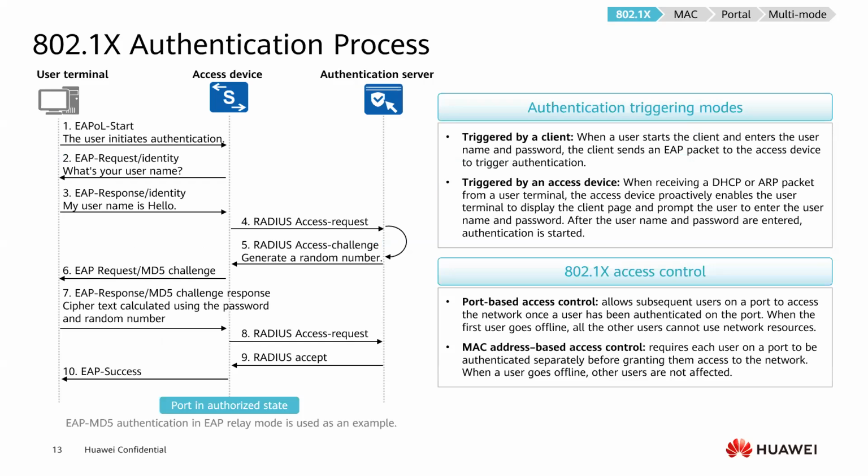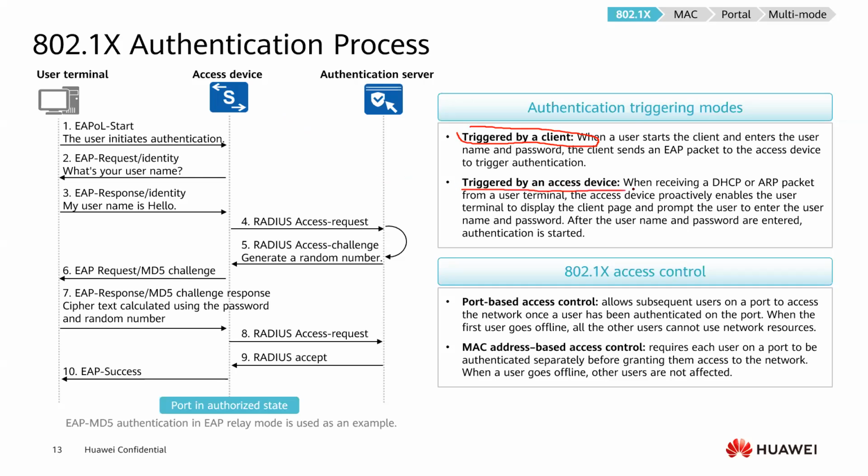And this is the whole process for 802.1x authentication. For each terminal, there are two modes to trigger the authentication process. One is triggered by the client. By the client, it means that, just for me, I open the PC's client software and enter the username and password, so it will directly send the information to the access device. So this is triggered by the client.